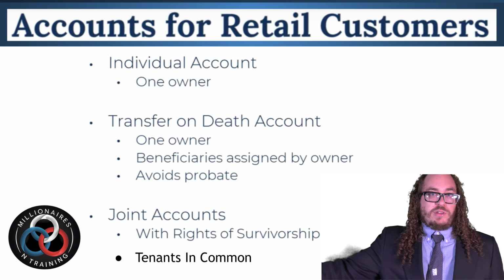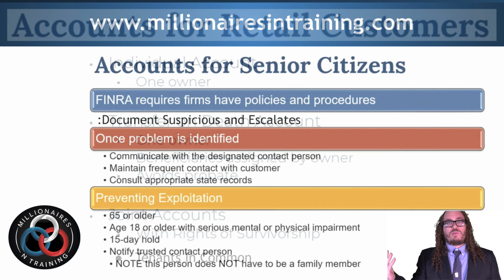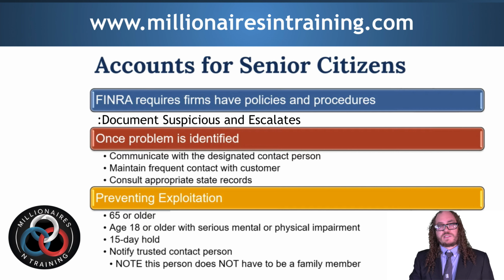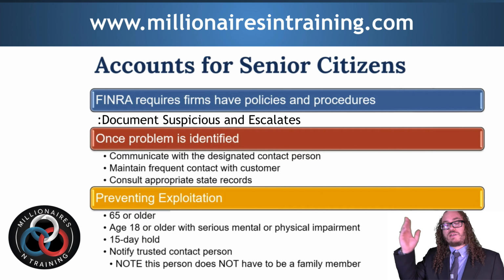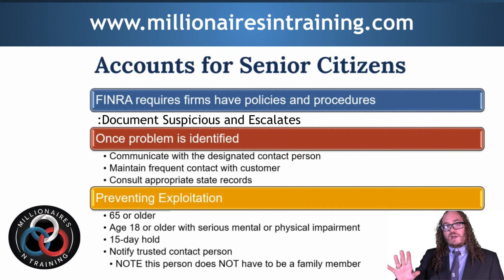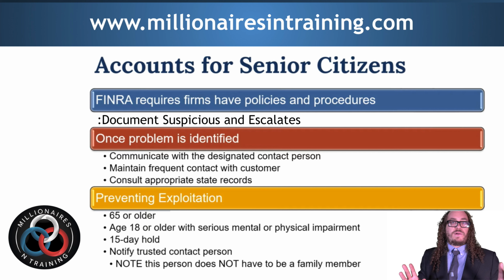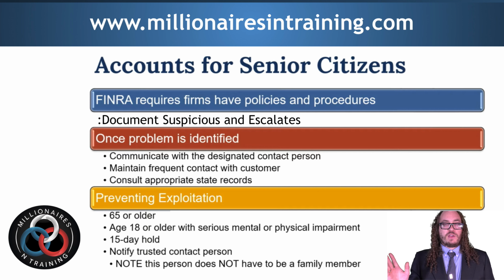So what about senior citizens? FINRA requires firms to have firm policy and procedures regarding documentation for suspicious activities and how we escalate it to protect the investor. So once a firm has identified a problem, we need to reach out to that person's designated contact person. We have to get a hold of our senior citizen client's contact person in order to verify that the trades we're about to do are the customer's true, authentic request and that they are not pressured by anyone else to perform these trades. So we have to communicate with that designated contact person.